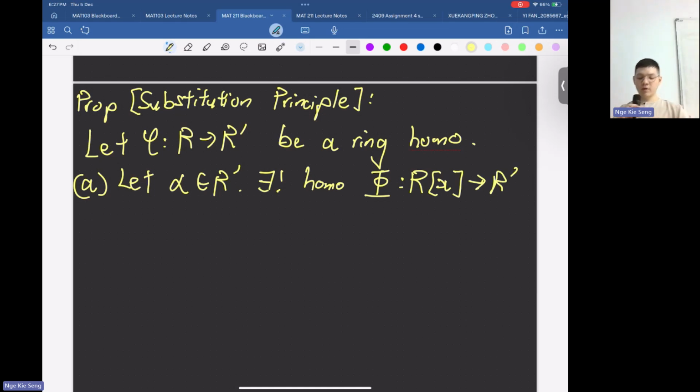So what do you think? What homomorphism can I put here? How to go from a polynomial in x to R prime? So I give you a polynomial in x. How do you produce some element in R prime? I told you one way to go from R to R prime, but I now want to go from polynomials in x over R to R prime. You already know how to go from R to R prime. How about the polynomial? How about the x's?